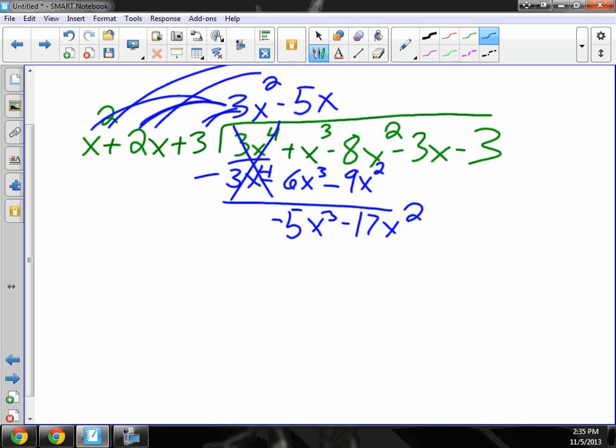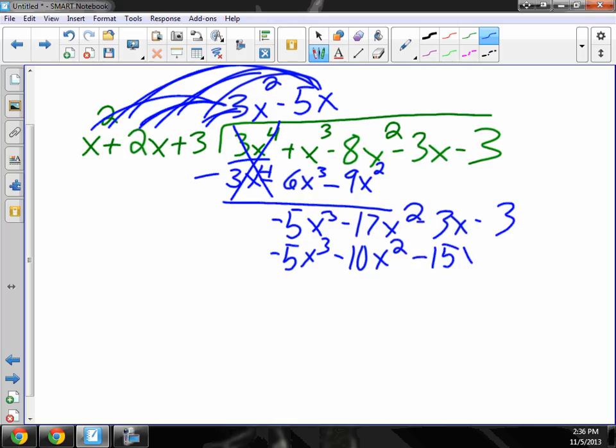Okay. So now we multiply the negative 5x times all of those. Negative 5x times x squared is negative 5x to the third. I'll bring down these other terms. Negative 5x times 2x is negative 10x squared. Negative 5x times 3 is negative 15x.